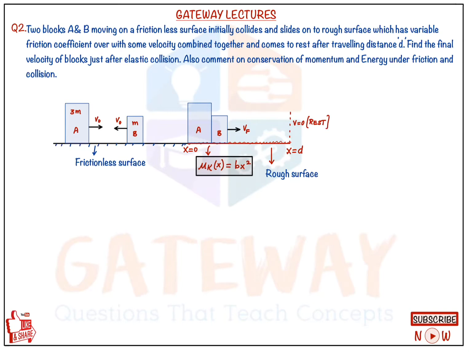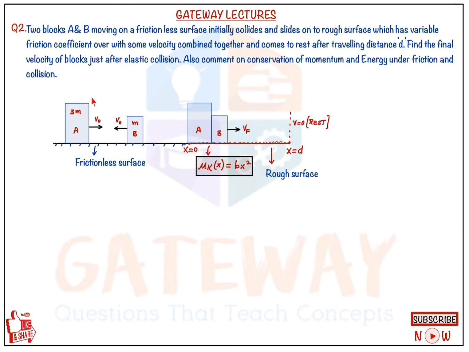Two blocks A and B, moving on a frictionless surface, initially collide and slide onto a rough surface which has a variable friction coefficient. They move together with some velocity and come to rest after traveling distance d. There are two blocks, one of mass 3m and the other of mass m. We can easily say this one has more momentum, this one has less momentum.